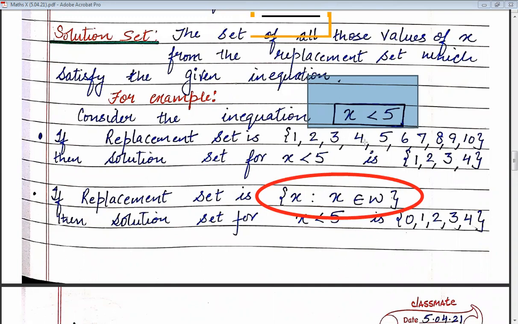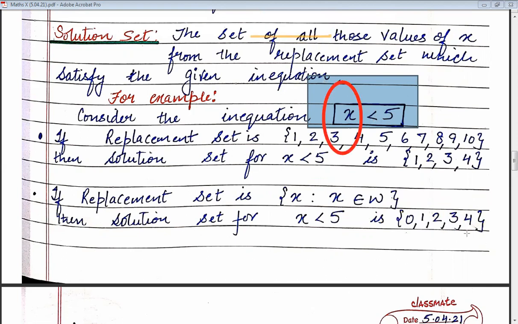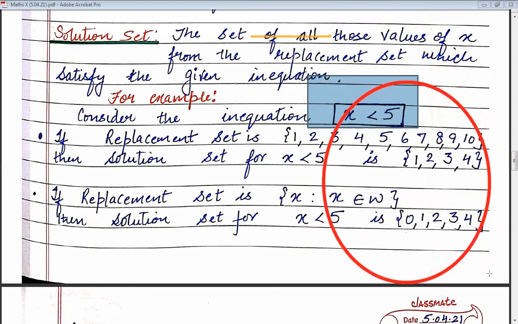But you just have to write the solution set for x less than 5. So now can you tell me which values you will select from the replacement set? That will be 0, 1, 2, 3, 4. So now, children, this is your solution set for x less than 5. Okay, so now, children, a replacement set is the set from where you are going to select the values for x. Is it clear?